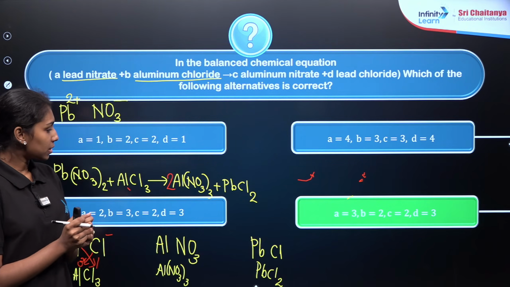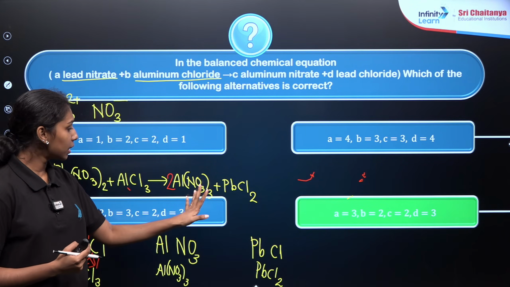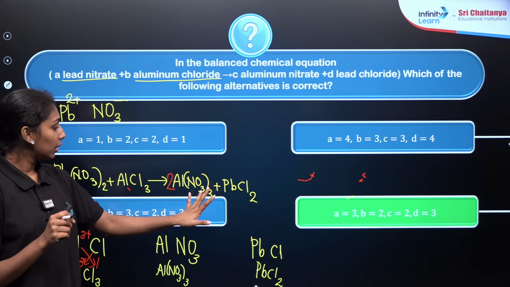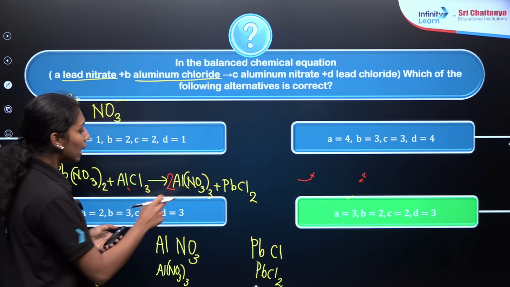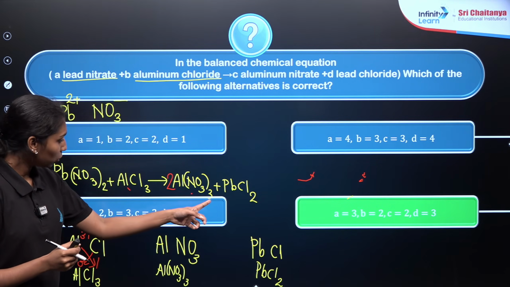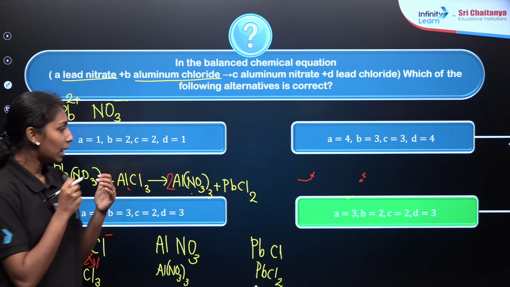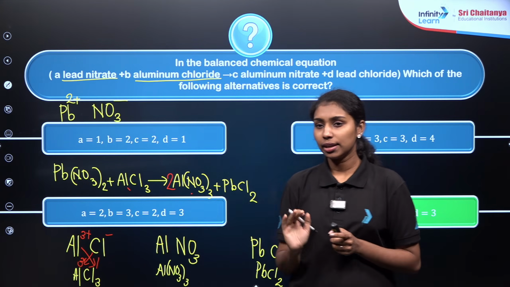So first we need to consider the component which is present in the maximum number in the reactant or product side. Nitrate is present 3 times in the product side, so I need to balance the number of NO3 minus. Here it is 3 NO3 minus, here it is 2 NO3 minus. We can't balance directly, so I am multiplying with 2 in order to make them 6. Is there any doubt?